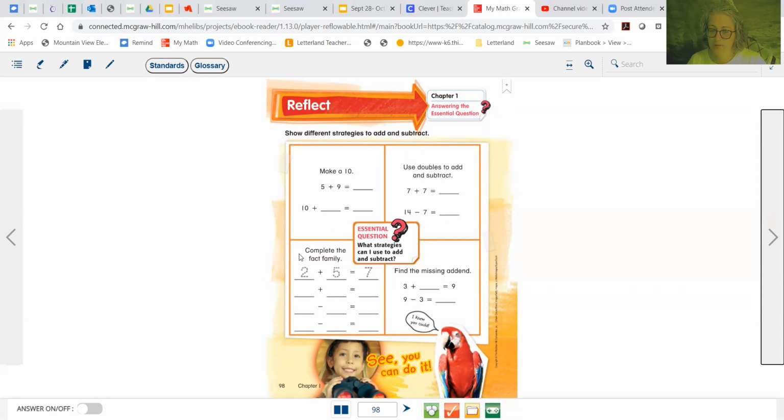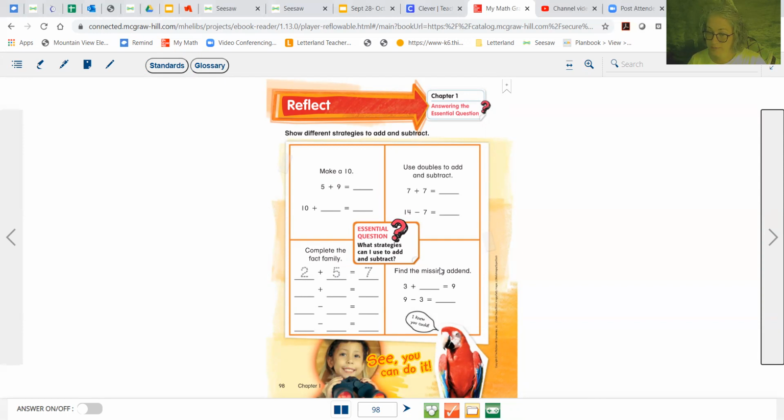Finish out these problems. Complete the fact family. They've given you the 3 numbers, and you've got to give the other sentences that go. It has to be only 2, 5, and 7, the only 3 numbers you use on all these, and they have to make sense, be a correct number sentence. And then here you have find the missing add-in. You have one add-in, and you have the sum. What is missing? And what's missing there will also be what's missing there. And then this little boy says, see, you can do it. And then the parrot says, I knew you could.